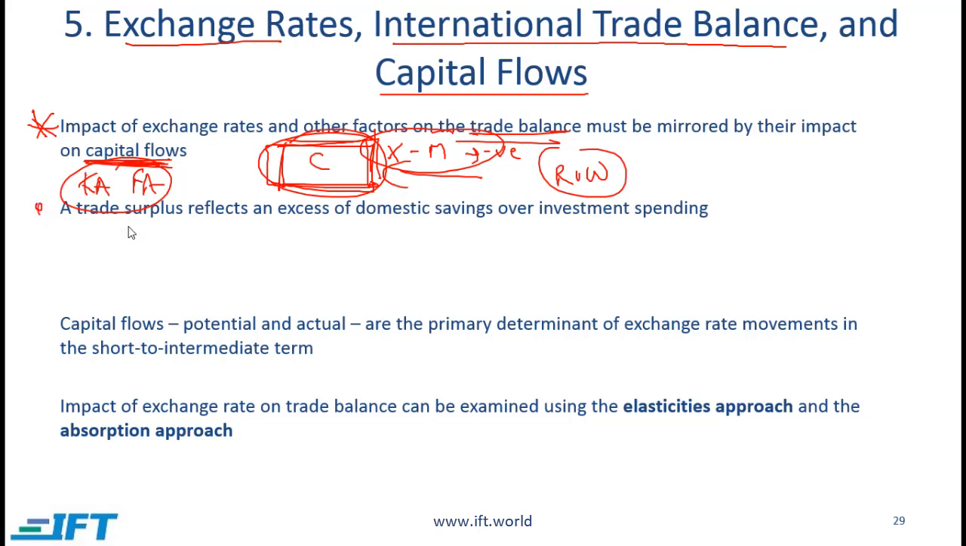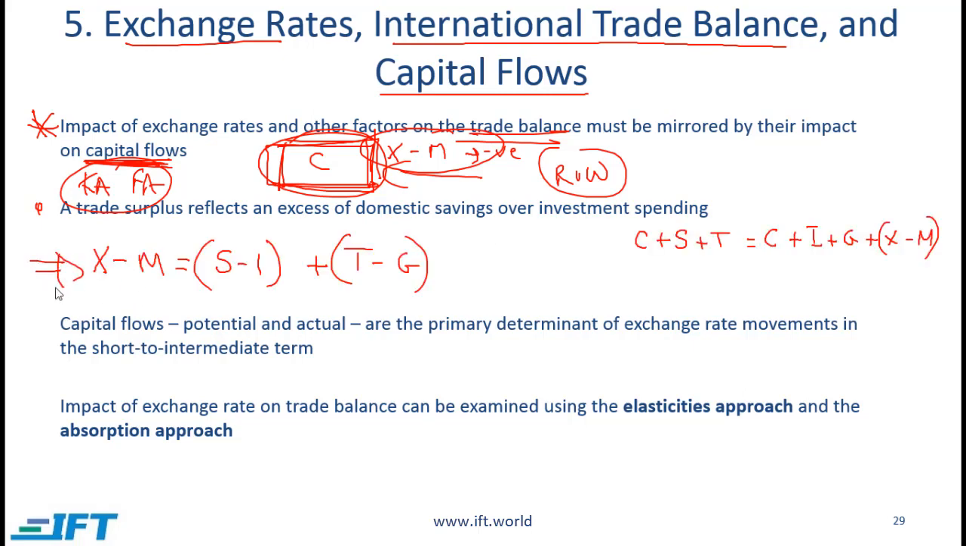Another important testable point is that a trade surplus reflects an excess of domestic savings over investment spending. Here is the relationship that you need to remember. X minus M, or the trade surplus, is equal to private savings minus investment. So this is the savings that individuals or private entities do above the investments which are made in a given country, the business investments, plus T minus G. T is the revenue that the government gets, G is government spending. So this is actually government savings.